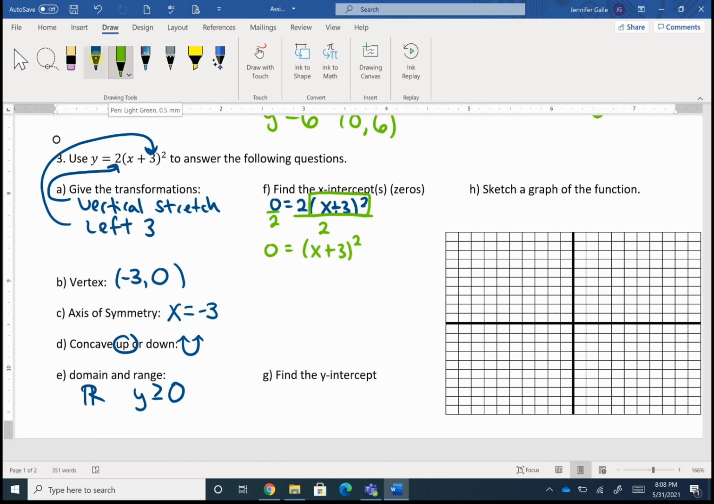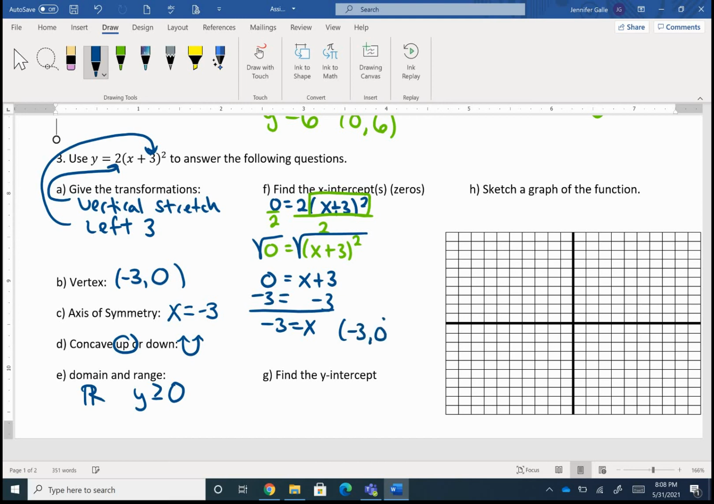That squared term is by itself, so now to undo the square, I square root. The square root of 0 is just 0. I'm not going to do a positive 0 and a negative 0. 0 is just 0. So 0 equals x plus 3. Subtract 3. And in this case, I only have one x-intercept. If you only have one x-intercept, guys, it is your vertex. If there's only one x-intercept, it doesn't have a mirror image on the other side like our other x-intercepts did. And that's okay. It just means this graph touches the x-axis just in one place.